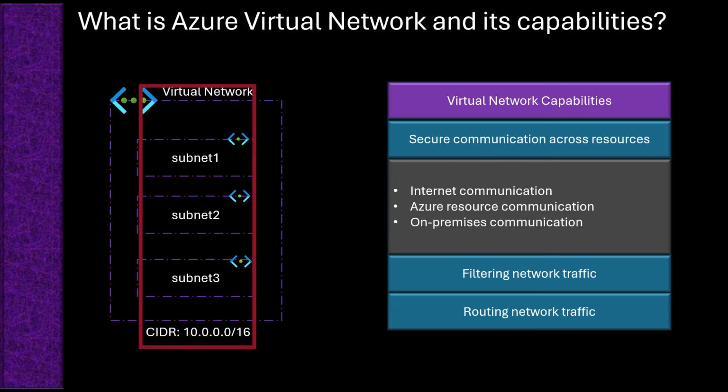Each subnet is assigned a unique IP range within the larger virtual network address space, and resources in each subnet can communicate securely with one another. Subnets also allow you to apply specific network security configurations, like network security groups, to control traffic at the subnet level.